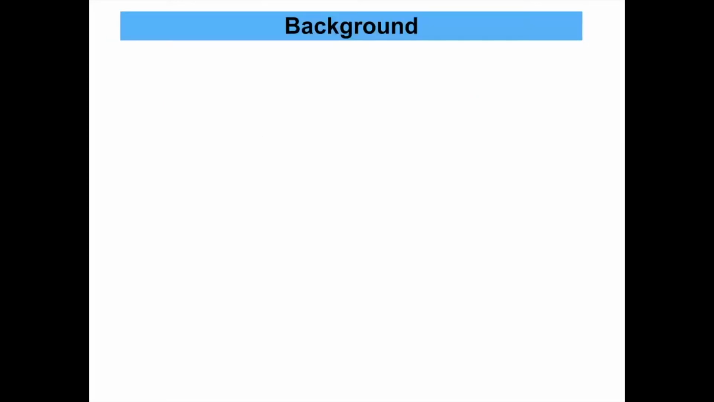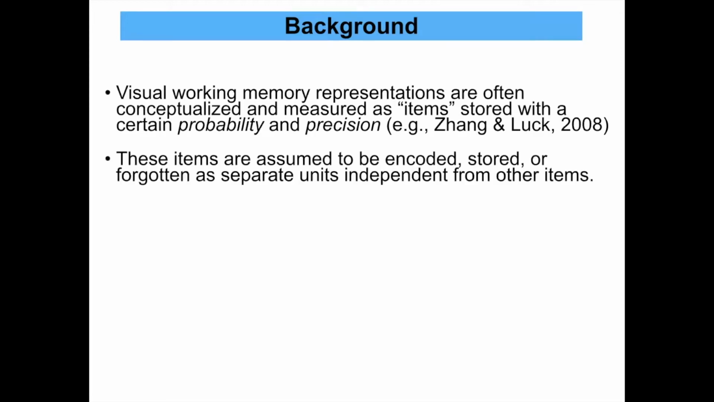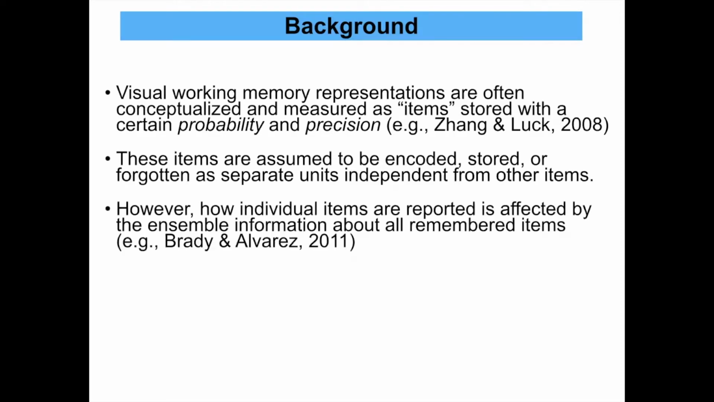When we run experiments with visual working memory, we usually manipulate memory load in terms of separate items, like whole objects or their features. As a result, we estimate some important parameters such as the probability of recall and representational precision. In doing so, we often assume that items are encoded, stored, or forgotten as separate units, independent from other items. However, we know that individual items are probably not that independent.